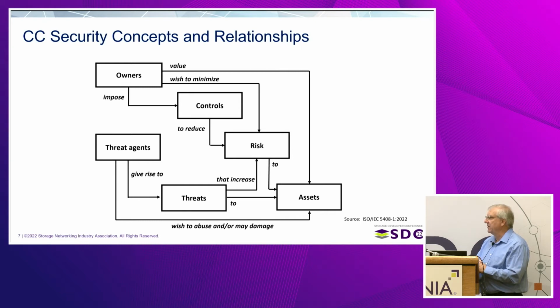So you're worrying about things like threat agents and threats and the impacts they have on assets, and, as owners, worrying about controls and the risks that come to bear. And again, everything flows down to assets. Assets could be money, could be data, could be systems. And so the basic structure here is this relationship.